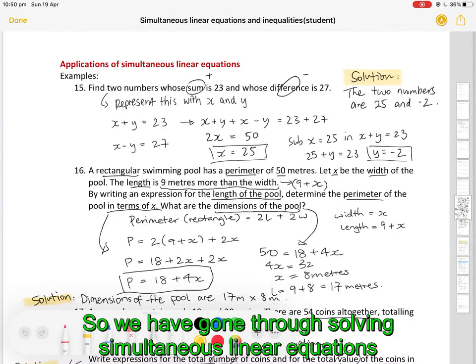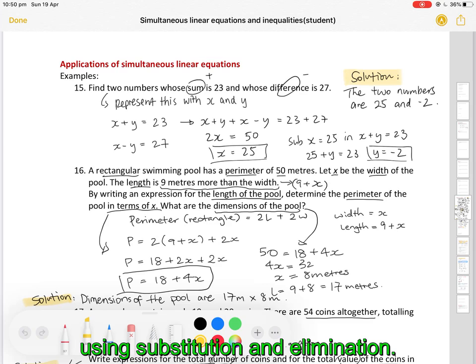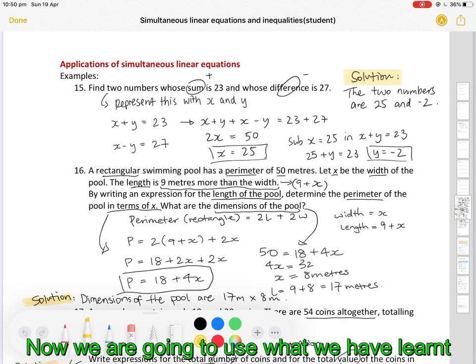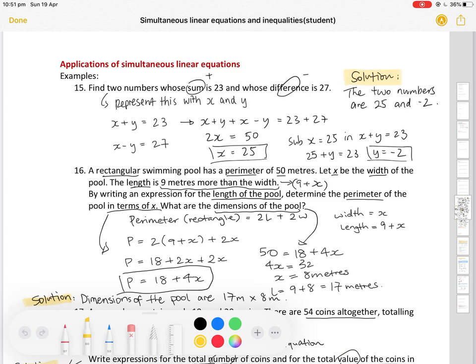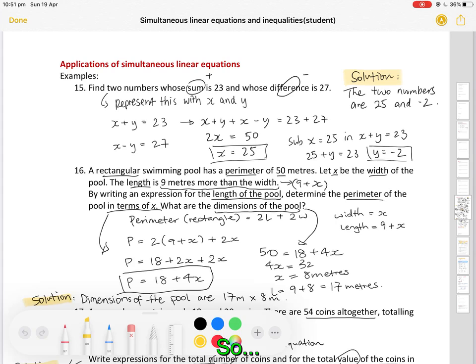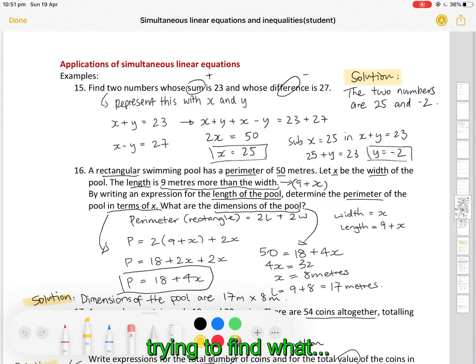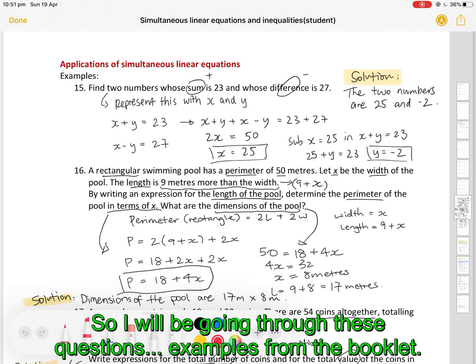So we have gone through solving simultaneous linear equations with a graphical method, using substitution and elimination. Now we're going to use what we've learnt and apply it to these worded questions. So you're probably familiar with worded questions, trying to find what the question is asking for and what it can tell you. So I'll be going through these examples from the booklet.